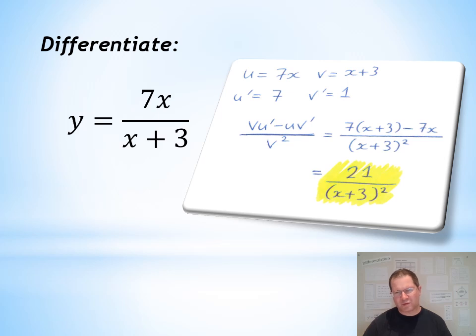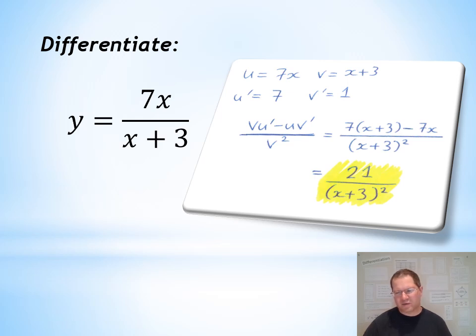So we have u equals 7x, from which u dash just equals 7, and v equals x plus 3, from which v dash is equal to 1. And then substituting those into our formula, v u dash is x plus 3 times 7, which we normally write as 7 lots of x plus 3. uv dash is 7x times 1, which is 7x, but don't forget there's a minus sign between them. And then v squared is the square of x plus 3.